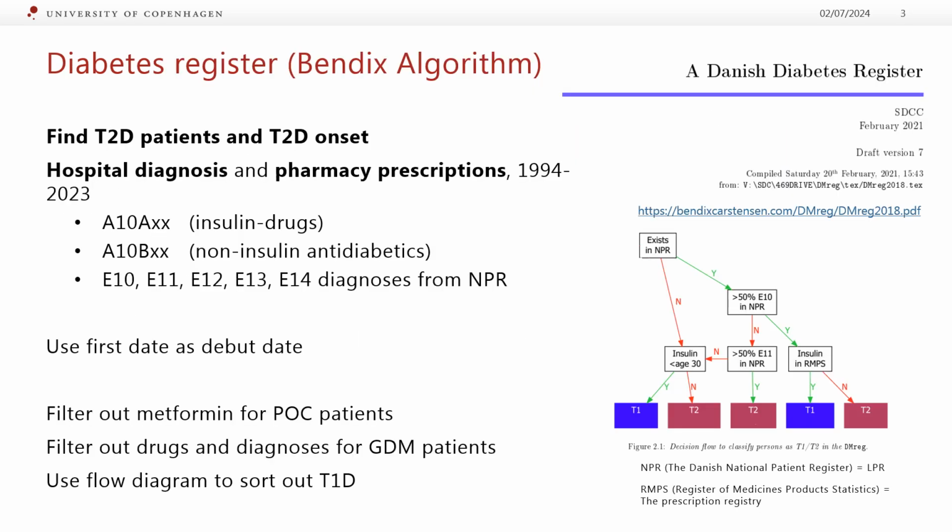In order to find my diabetes cohort, I use the Diabetes Register. I find type 2 diabetes patients and their onset, and I use hospital diagnosis for diabetes and pharmacy prescriptions for anti-diabetic drugs. Then, whichever of these two comes first will be the onset date.